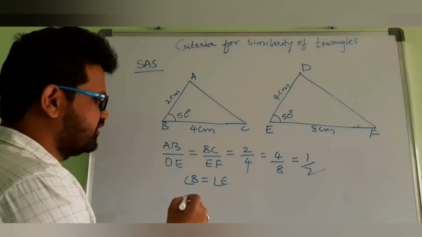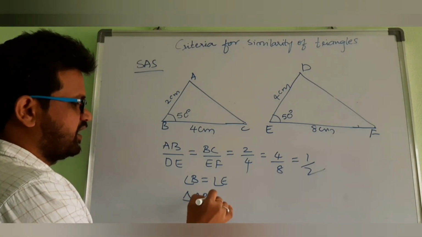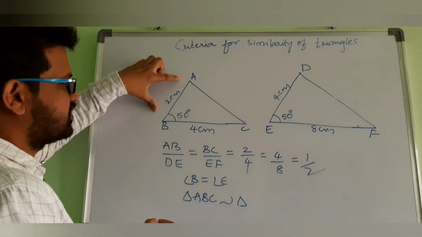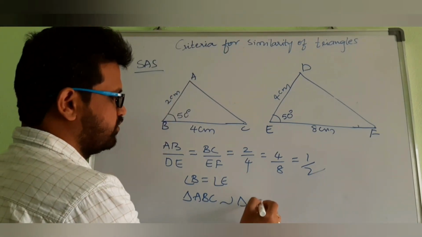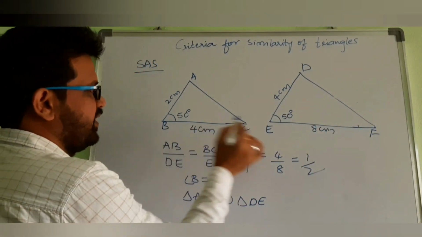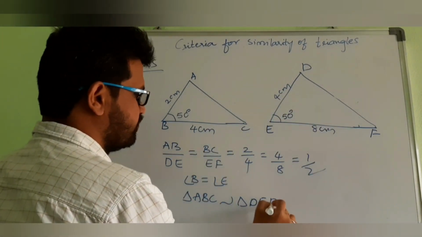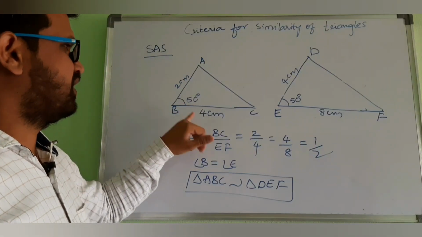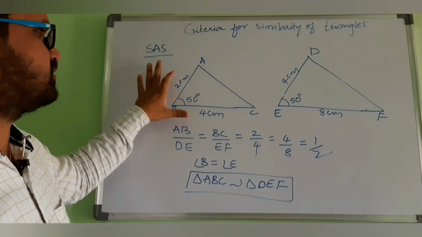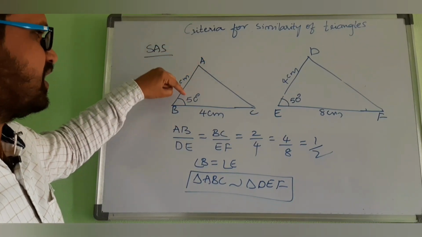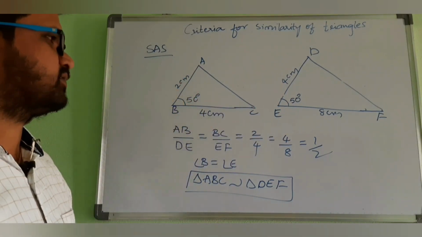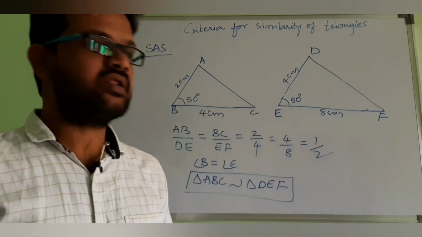How to write the similarity condition? As usual, triangle ABC is similar to triangle DEF, since AB corresponds to DE and BC corresponds to EF, so B corresponds to E and C corresponds to F. One angle of one triangle is equal to one angle of another triangle, and the sides must be included sides. Must be included sides means the angle must be between those two sides. Then only these two triangles are similar.